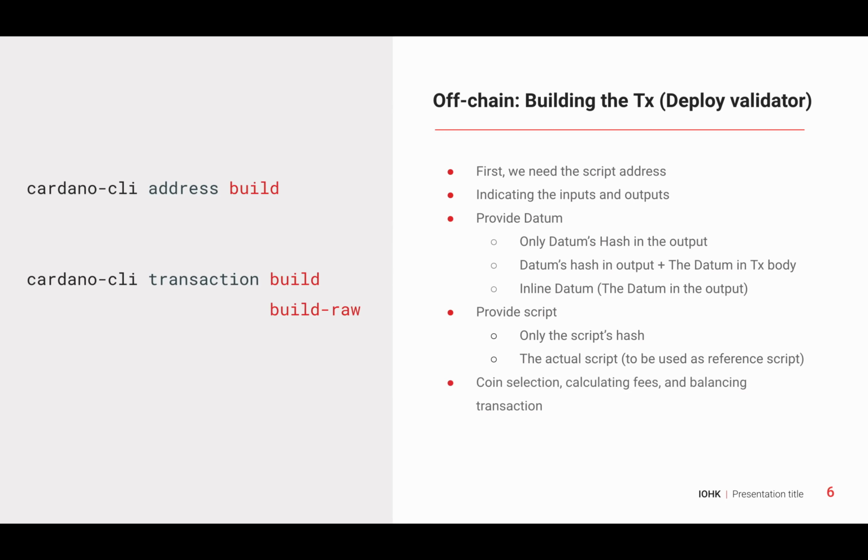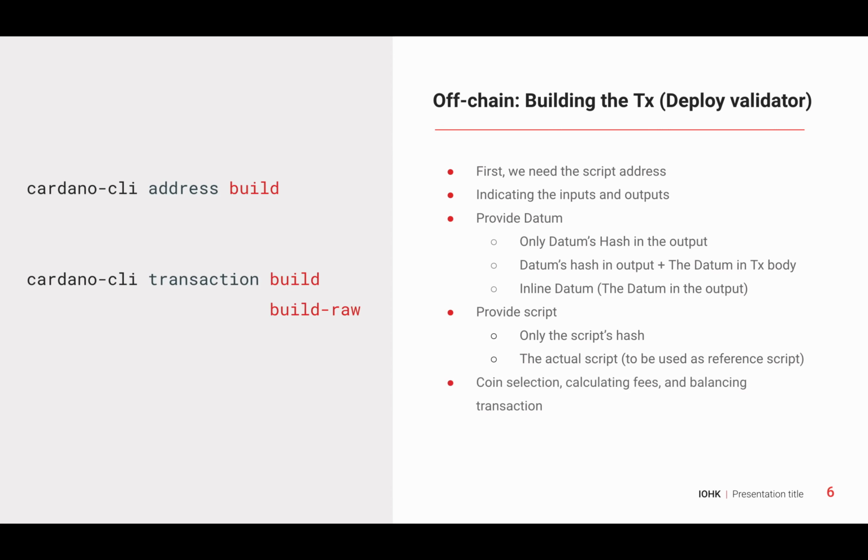That's when coin selection and auto-balancing algorithms come in handy. These algorithms do all that for you. And tools like Mesh.js, Lucid, and others do this automatically. Coin selection, calculating the fees, and balancing are part of all transactions, so from now on, I'll skip mentioning it. That's conceptually everything you need to know to deploy your validator with any off-chain tooling of your choosing.